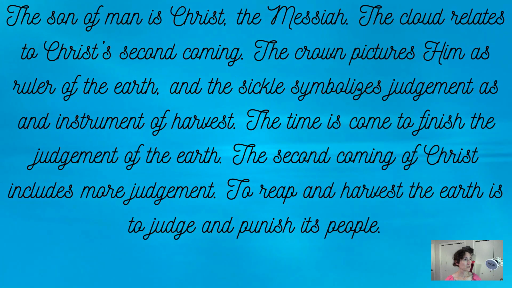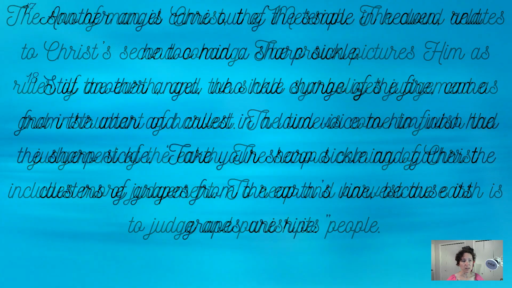The Son of Man is Christ, the Messiah. The cloud relates to Christ's second coming. The crown pictures him as ruler of the earth, and the sickle symbolizes judgment as an instrument of harvest. The time has come to finish the judgment of the earth. The second coming of Christ includes more judgment. To reap and harvest the earth is to judge and punish its people.